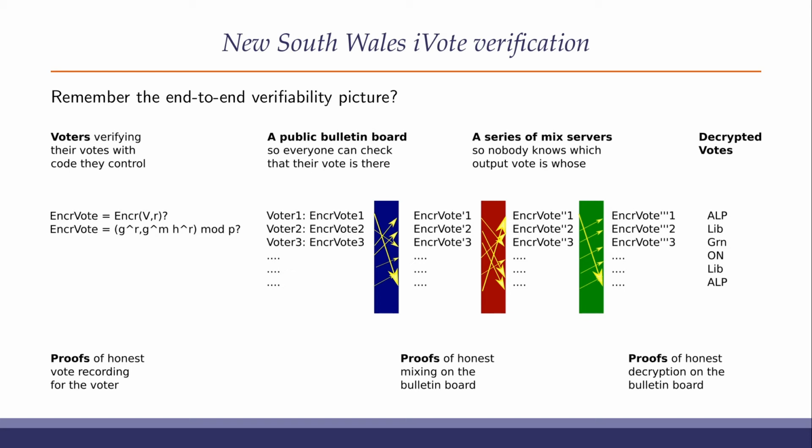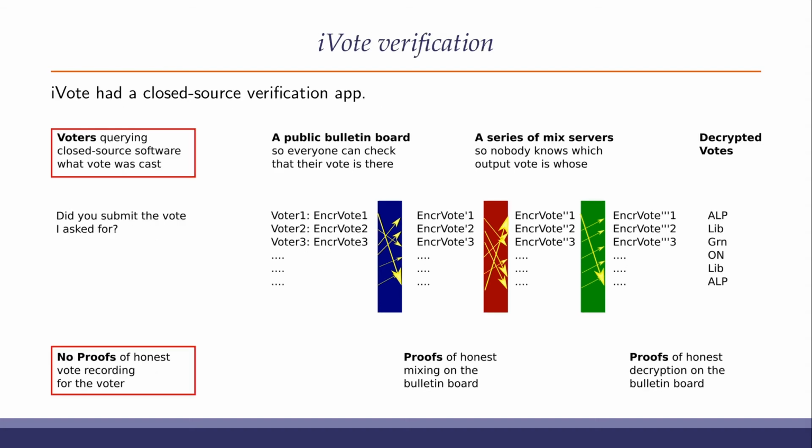So let me give you a rough overview of the New South Wales iVote verification picture. Remember this ideal end-to-end verifiability picture that I drew earlier in the talk? Let's talk about how New South Wales compares. Well, first of all, for voter verification, we don't have the option for voters to verify their own vote independently with an open piece of code that they control. If they don't believe that the closed source system from a foreign vendor has encoded their vote correctly, they can download another closed source app from the same vendor and query it to ask it whether it lied to them in the first place or not.